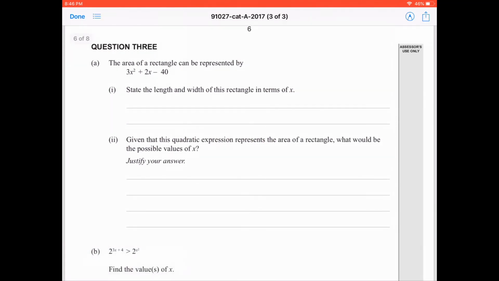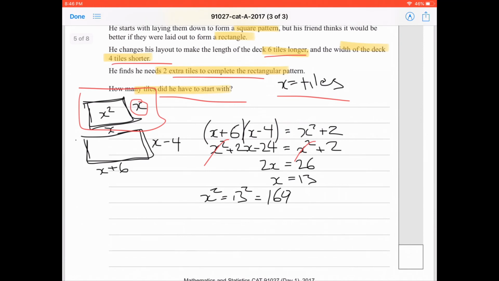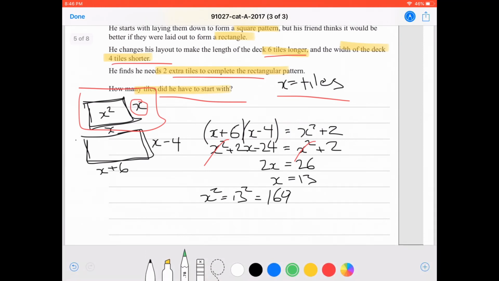Grades for that. Excellence grade here. Correct solution, 169 gets you excellence. Your merit sets up the equation and simplifies, generating a linear equation. So merit here. Setting up the equation gets you the achieved. Okay.